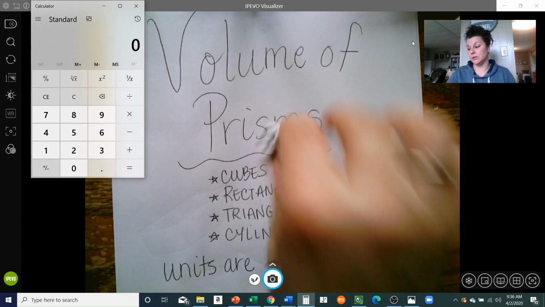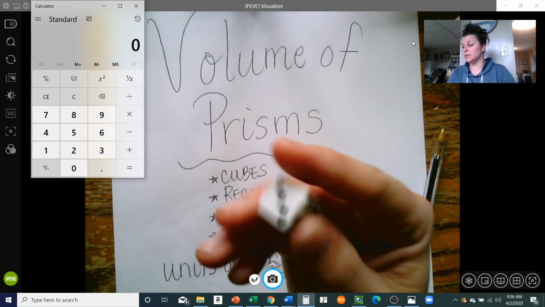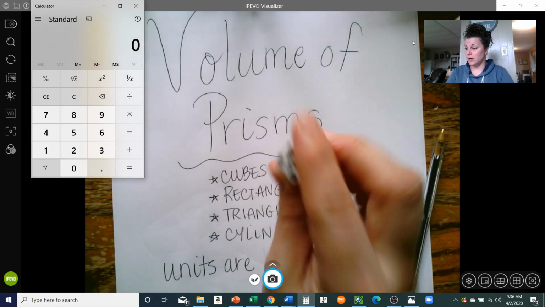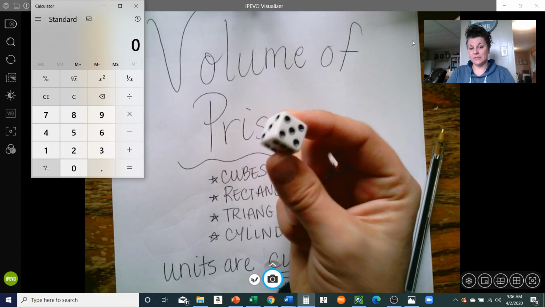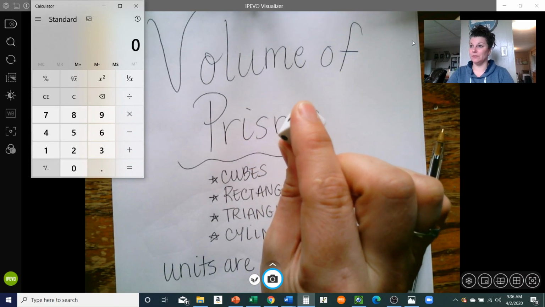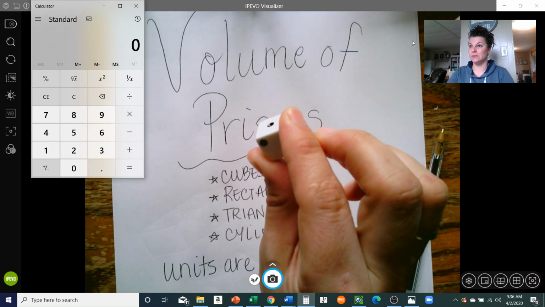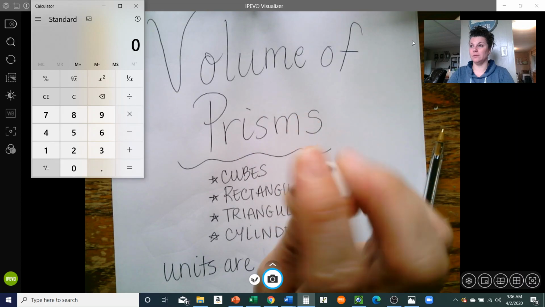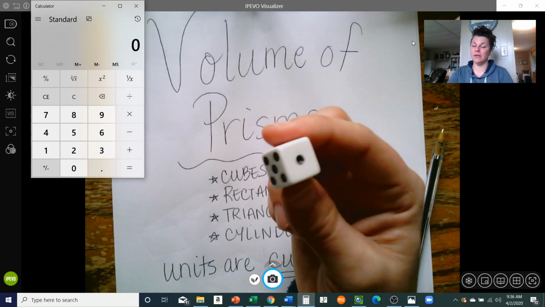Volume is a 3-dimensional amount. So if you look at my cube here, it's a die, obviously. Did you know that? It's die, not dice. Dice is plural, kind of like mice is plural, but one of these is not a douse. I didn't make it up.